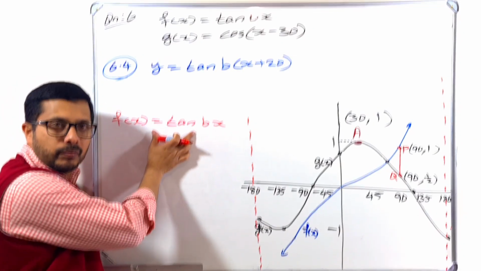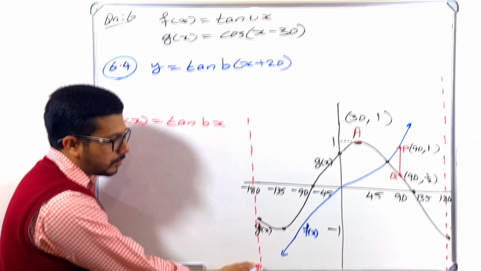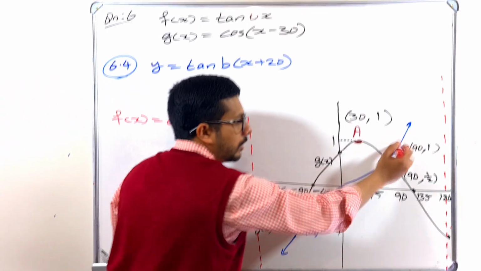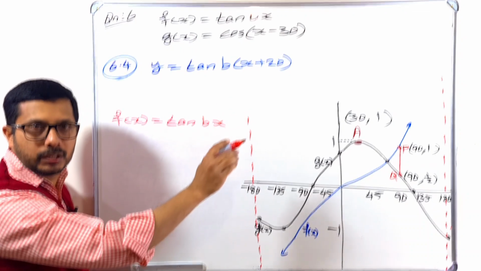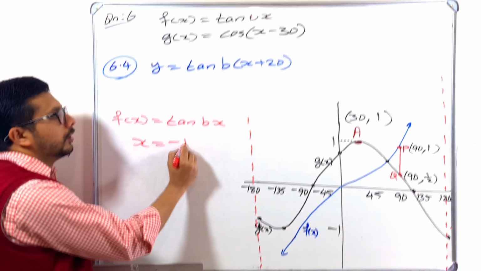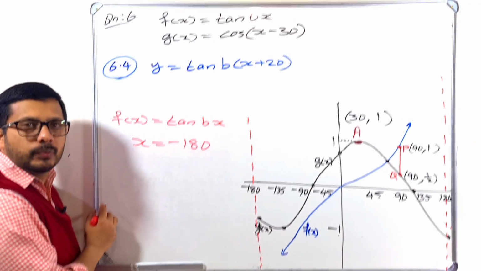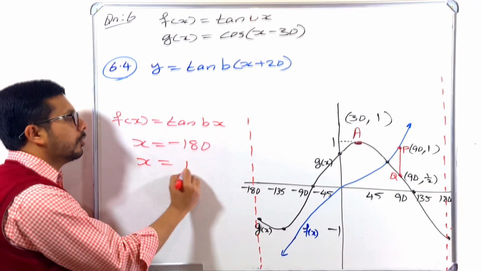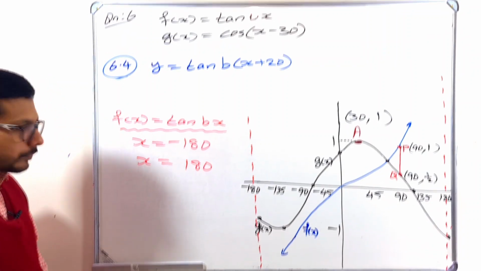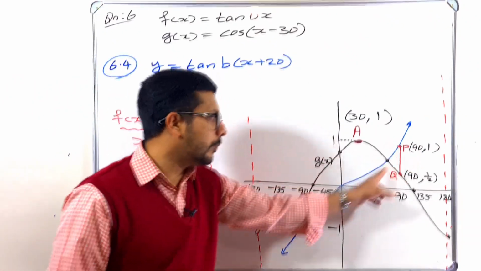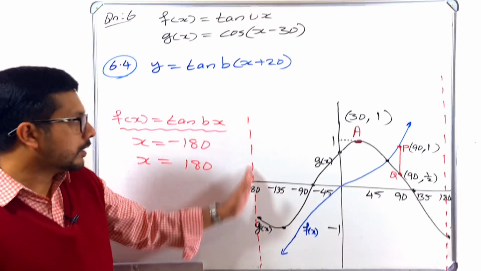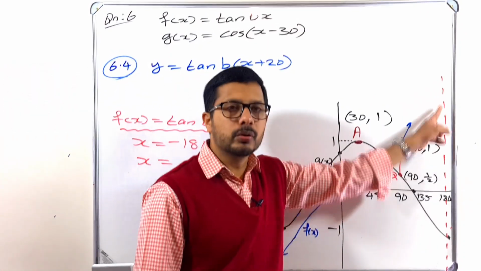In this graph, what are the asymptotes? What are the equations of the asymptotes? This is f of x is equal to tan bx. Am I right? That blue graph. So in that blue graph, what are the asymptotes? The asymptote equations are x is equal to minus 180 and x is equal to positive 180 in the case of tan bx. So in this blue graph, this is the tan bx graph. The equations of the asymptotes are x is equal to minus 180 and x is equal to positive 180.